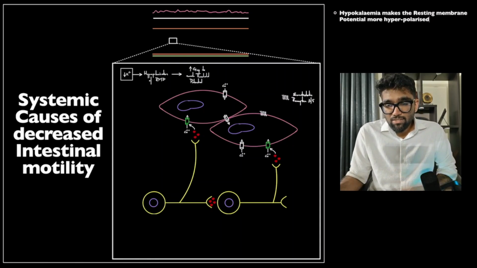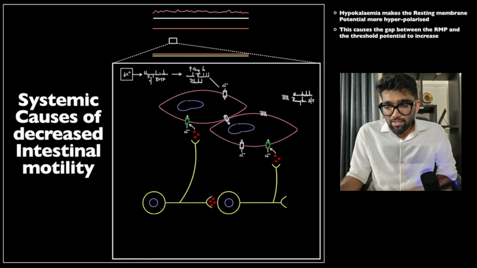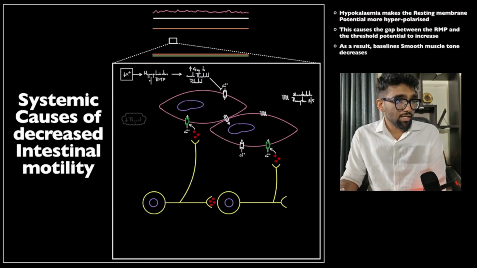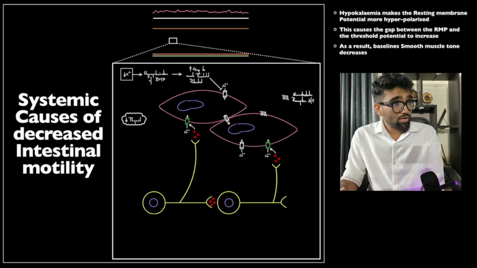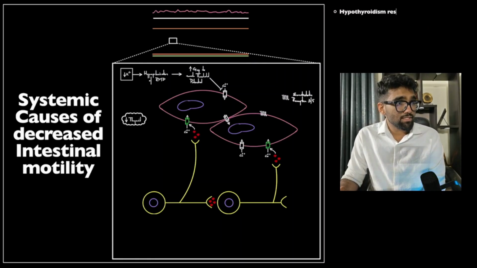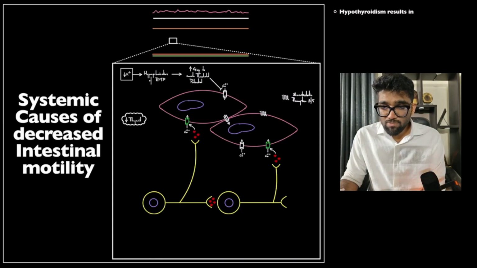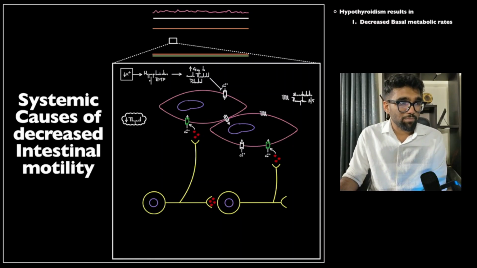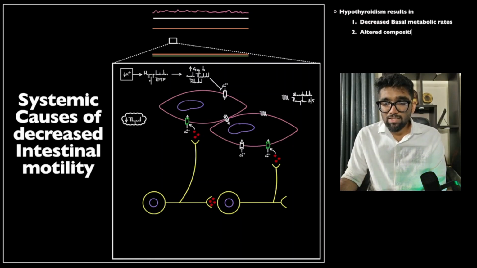So hypokalemia makes the resting membrane potential more hyperpolarized. This causes the gap between the resting membrane potential and the threshold potential to increase, and that is why we end up developing the problems that we develop. Okay, so the baseline smooth muscle tone decreases. Now, on the other hand, hypothyroidism causes a decrease in gastrointestinal smooth muscle contractility by multiple mechanisms. The first mechanism is that it decreases the basal metabolic rate, and metabolism is required for ATP production, so the ATP concentration decreases, and ATP is required for relaxation of smooth muscle also.